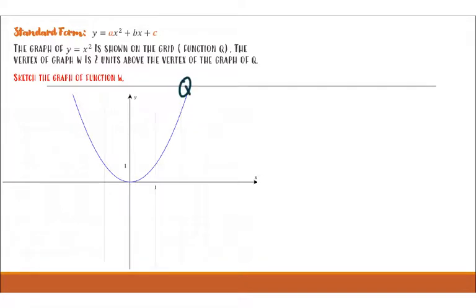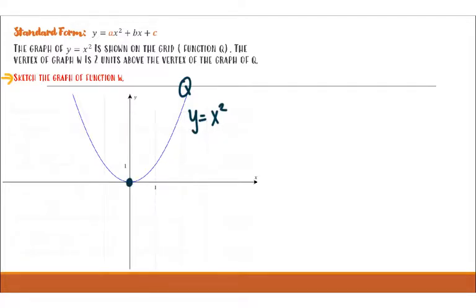The vertex of graph W is 2 units above the vertex of graph Q. And here's our task this time. We need to sketch the graph of function Q. Okay, so looking at our quadratic parent function, we have y equals x squared, and its vertex is starting at 0 on the y-axis.